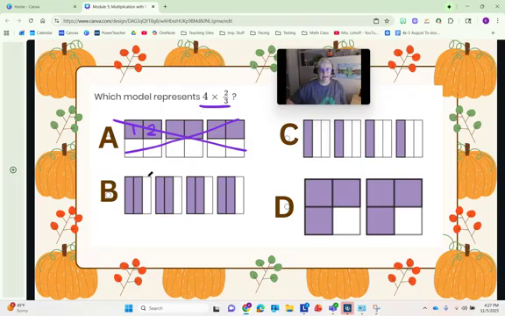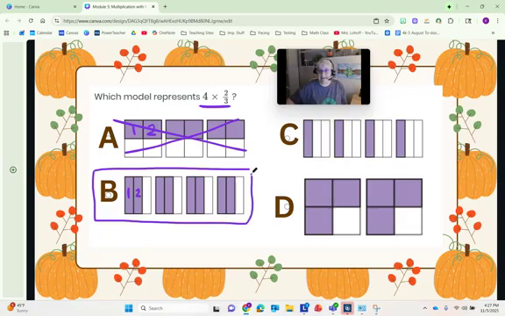Let's look at B. Well, here we have 1 unit, 2 units, 3 units, 4 units. Well, we have our 4 units. Each unit should have 2/3. So let's see. 1, 2, and the third one's empty. So this is 2/3 plus 2/3 plus 2/3 plus 2/3. I think we found it. But whenever I am doing a test like this, I always look at my other options to make sure that this is the best answer.